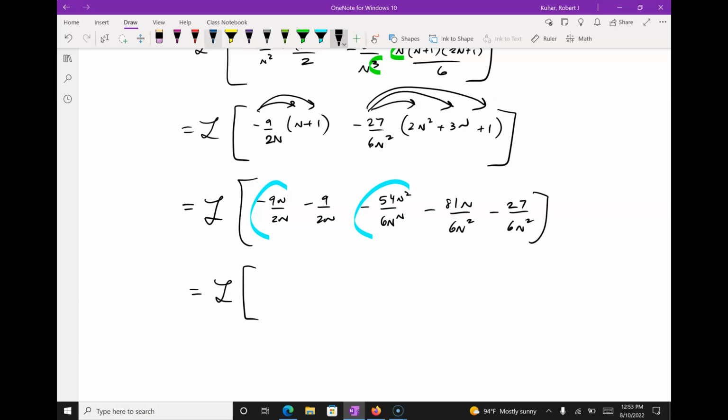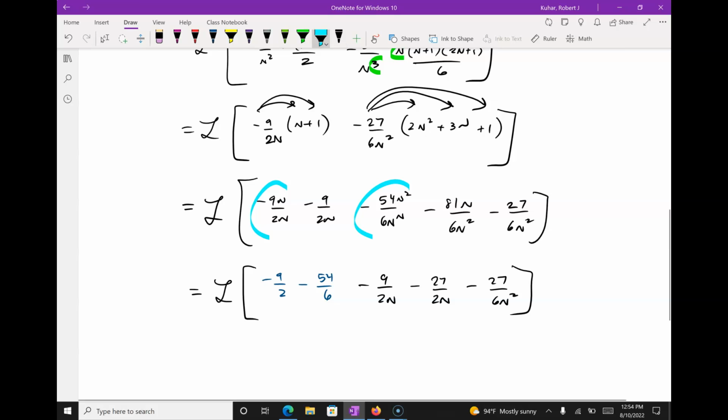I'm going to put those first. So I've got a minus 9 over 2, minus 54 over 6. And then everything else I'm going to keep here. Minus 9 over 2n. Minus 27 over 2, and then finally minus 27 over 6n squared. That one, I could cancel a 3 there. I don't have to do that.